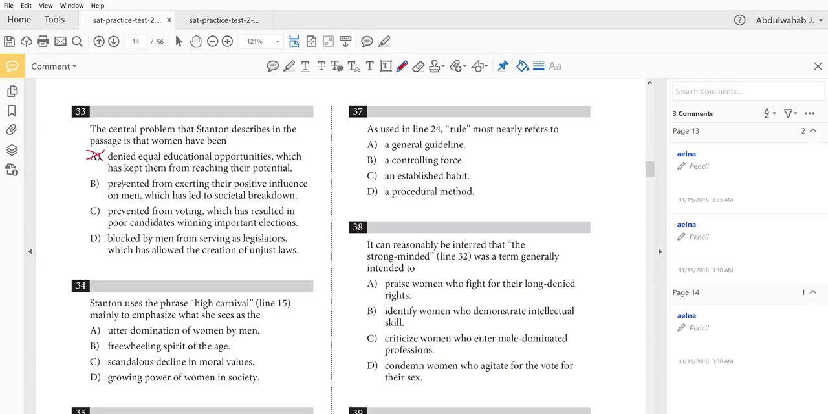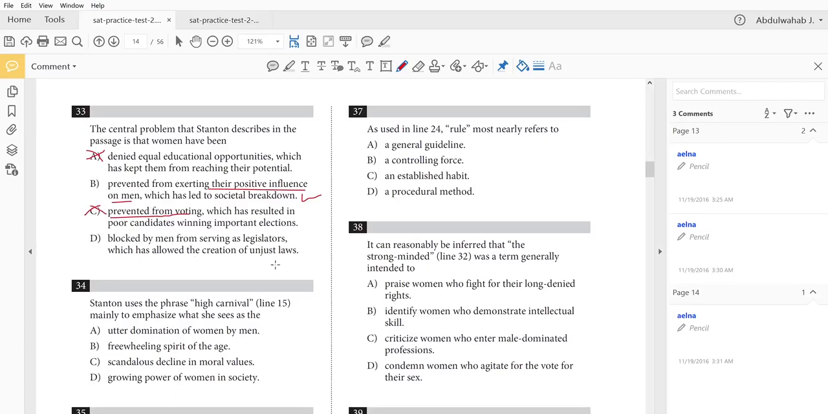Well, Elizabeth did talk about how women were not allowed to exert their feminine or positive influence on men. So this seems like a good idea. Let's check the rest, see if there's a better answer. Prevented from voting, which has resulted in poor candidates winning important elections. Now, of course, the first part of the answer is correct, but she didn't discuss the other part. She didn't say that because women have been prevented from voting, poor candidates have been winning important elections. This wasn't an idea she discussed.